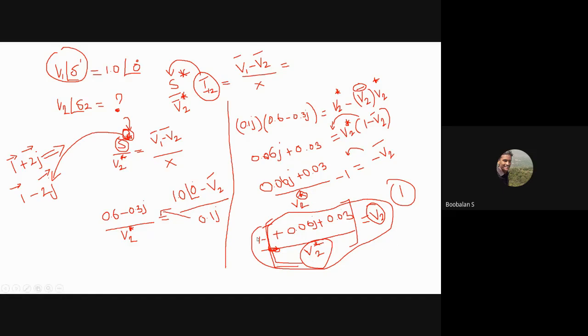Just now we have arrived at this equation: 1 minus the whole bracket 0.06j plus 0.03 divided by the complex conjugate of v2 is equal to v2. Actually we need to calculate v2, right? But on the right side I have the complex conjugate. Because we don't already know v2, how can we calculate with its complex conjugate? It will be somewhat difficult. That's why a solution is now required. This is where this mathematical method is going to be employed, right?